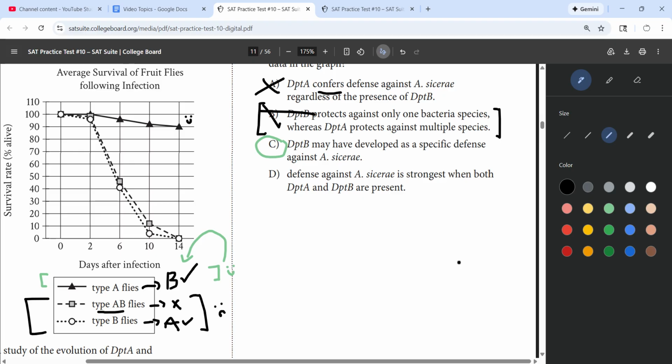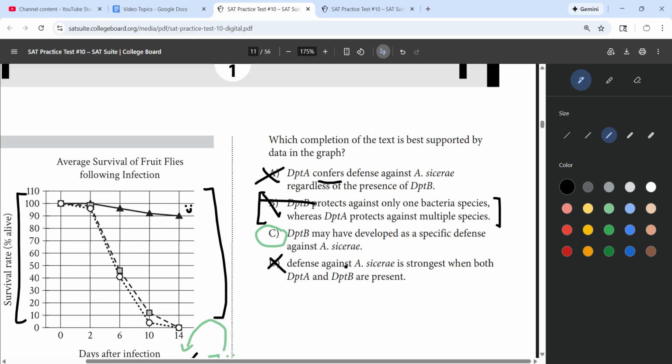Think about why that's wrong. It's wrong because we only have to go back to our point that it has to be strictly shown by the graph. If the answer choice is the sky is blue, but the graph doesn't show that the sky is blue, it doesn't matter if it's a logical statement if the graph doesn't show that it's true. So could that be a true statement? Maybe, because we don't know how well they do when they have both genes. But that's the key. We don't know, because this graph doesn't show that. And so that's not something we're even going to think about. And so the correct answer here is C.